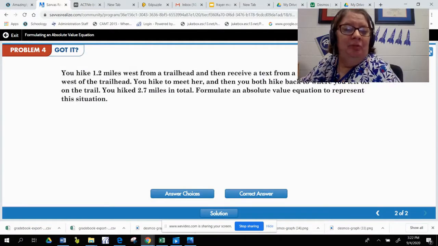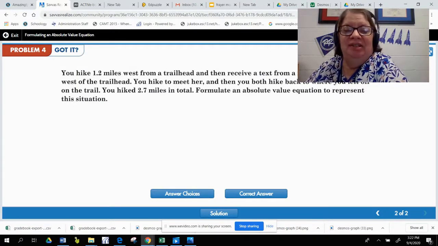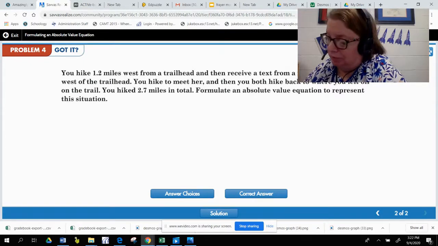You hike 1.2 miles west from a trailhead and then receive a text from a friend. She is X miles west of the trailhead. You hike to meet her and then you both hike back to where you left off on the trail. You hiked 2.7 miles in total. Formulate an absolute value equation to represent the situation.